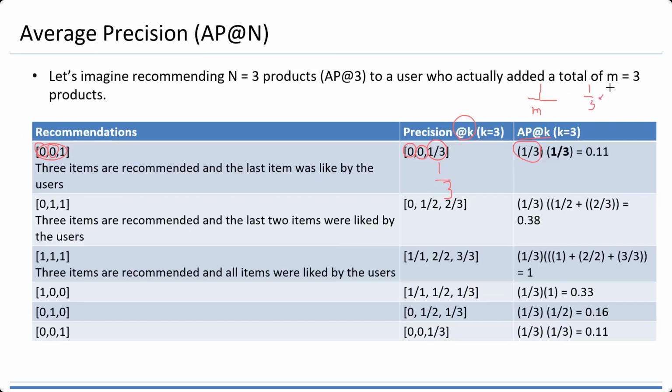multiplied by the summation of the precision multiplied by whether the product is relevant or not. Then it is 0 plus 0 plus 1 divided by 3. So it has the value 1 over 3 multiplied by 1 over 3.